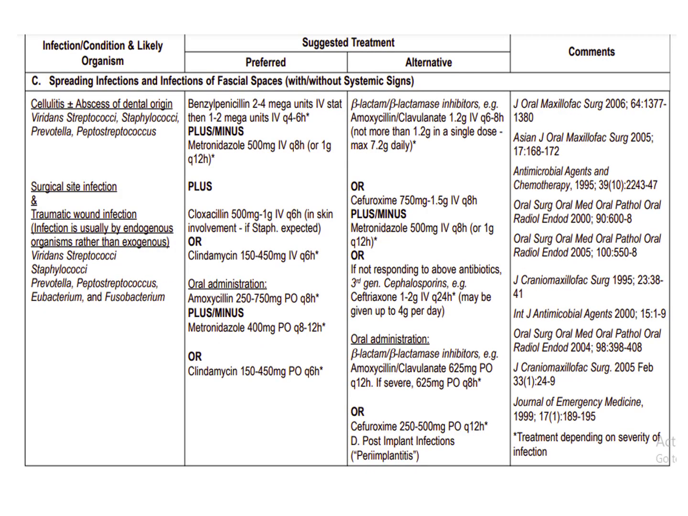For infection of deep facial space, with or without systemic signs, for example, in the case of cellulitis or abscess of dental origin, we can give IV benzyl penicillin with or without IV metronidazole. Plus we can give cloxacillin IV, or clindamycin if the patient is allergic to penicillin. And if we are giving oral administration, we can give amoxicillin with or without metronidazole, or if the patient is allergic to penicillin, we can give clindamycin.